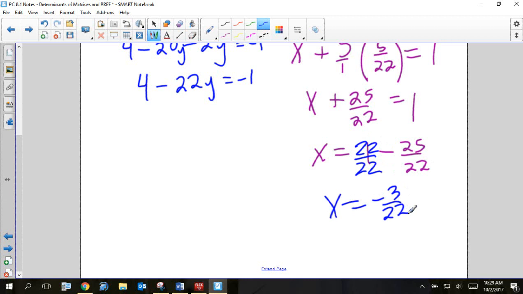Then we take our solution and we write it as an ordered pair. So negative 3 over 22, 5 over 22. Oh, and then we check our answer, but I'm not going to do that right now just because of time. So that is by hand, and you'll see that on your exam next week Thursday. Well, let me show you how to do it on the calculator.